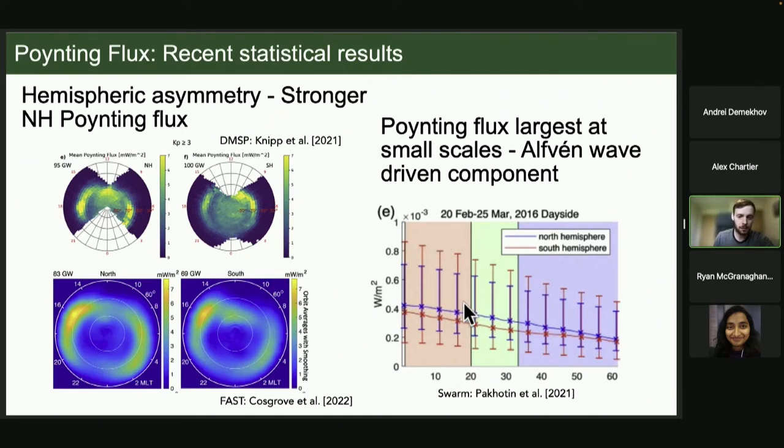Additionally, in this Nature Communications paper by Pakhotin et al. last year, they showed that when you observe larger and larger spatial scales, which is basically the x-axis on this plot, you observe less and less Poynting flux. That implies that the small scale electric field variability, possibly driven by Alfvén waves, is contributing Poynting flux that you miss at the very large scale quasi-static system.